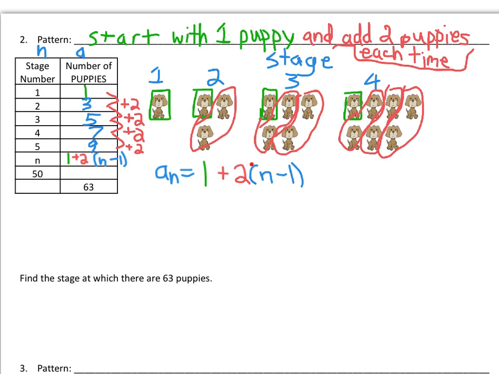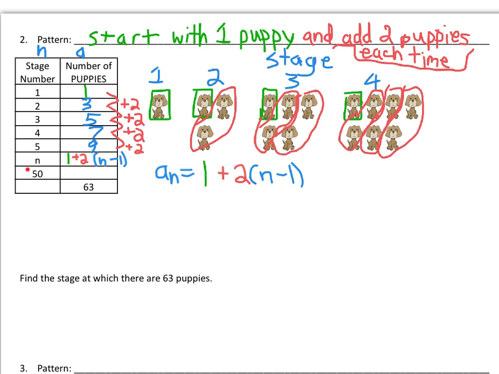1 minus 1 is 0, times 2 is 0, plus 1 is 1. Plug in 4 in place of n. 4 minus 1 is 3, times 2 is 6, plus 1 is 7. Remember, it should give me these answers on the right for whatever n value I plug in for n.